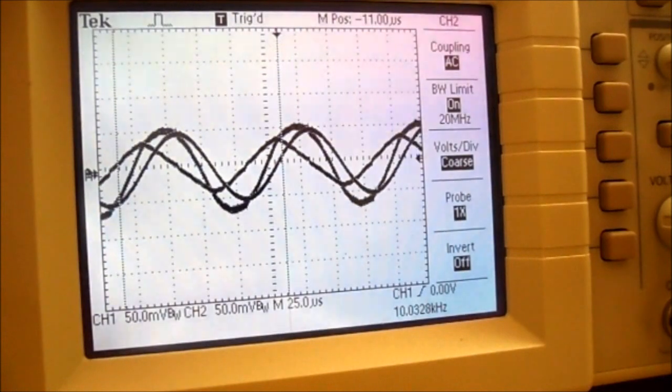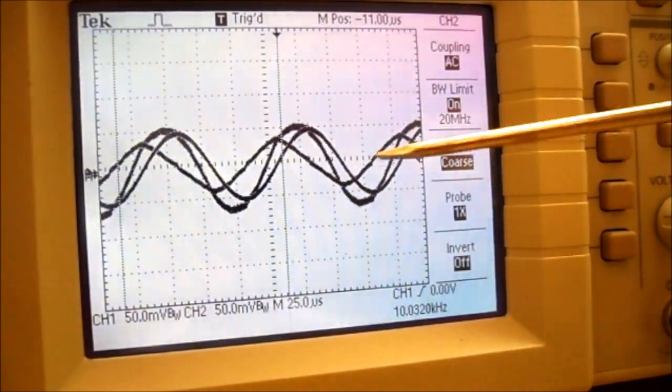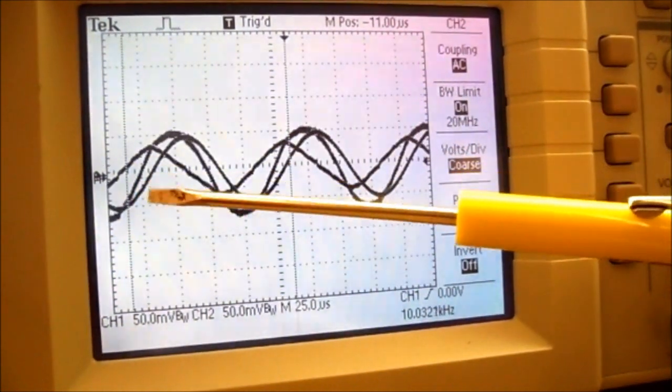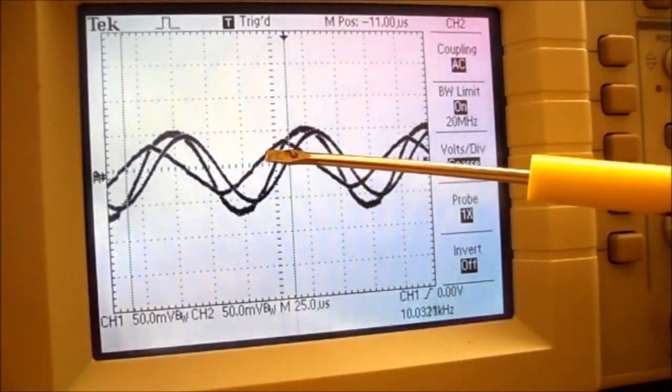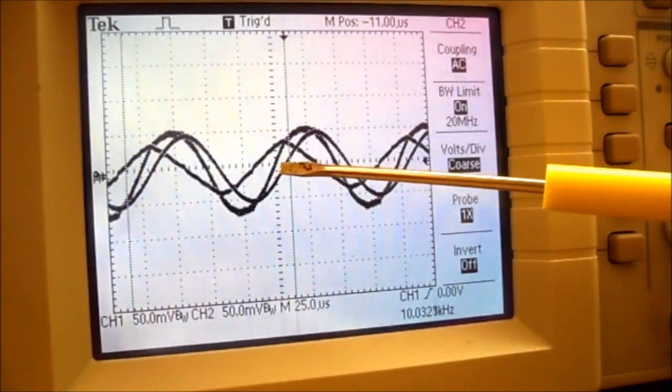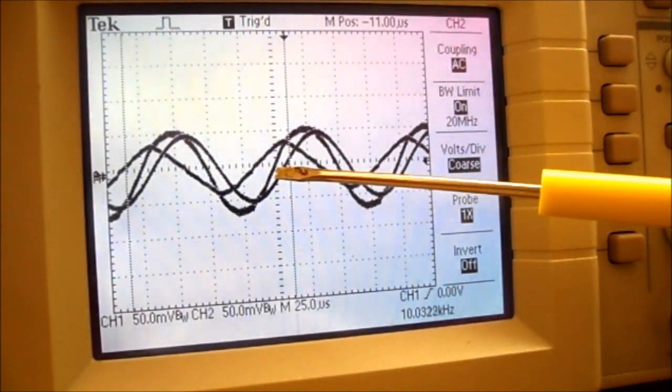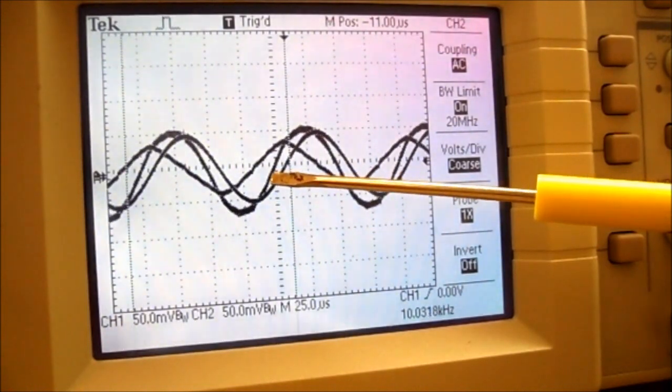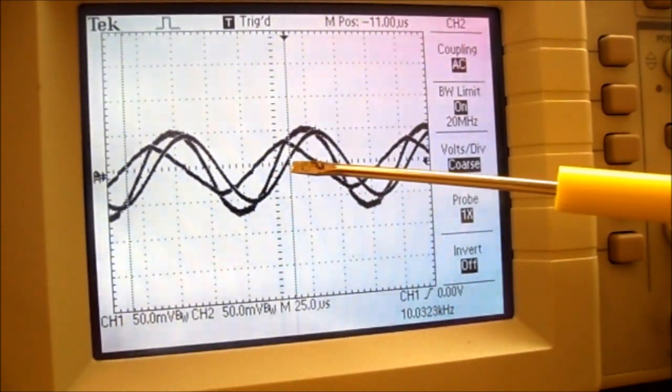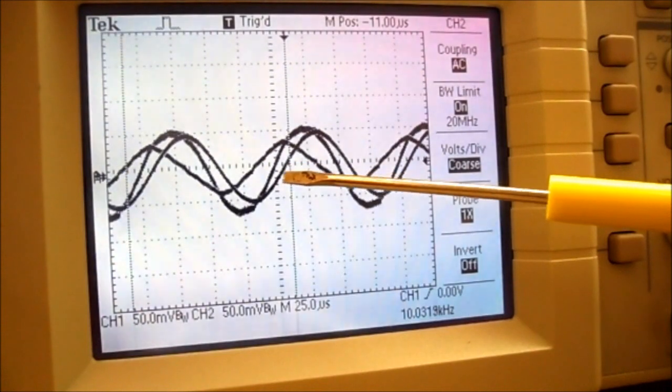So now you can see the first waveform is IC, the second waveform is VIN, the third waveform is IR.